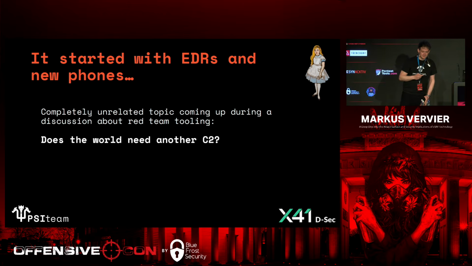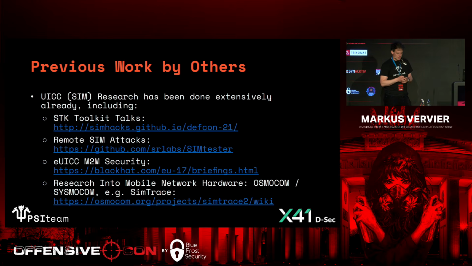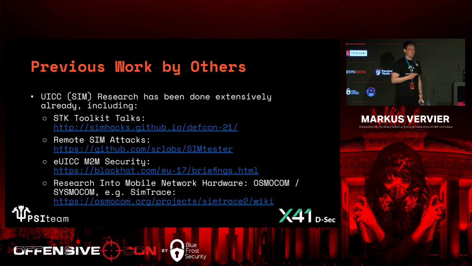So you see Alice here, that's sort of me. I dived into the world of eSIM. So what is actually eSIM? It seems to be everywhere in all the devices, in laptops, in phones, embedded devices, but it seems to be still evolving. So it's the same as we have seen before. There is a lot of research in SIM cards, EUICCs. There were really good talks about SIM toolkit, remote SIM attacks, M2M security, also even eSIM, and of course hardware, people doing hardware. All of these were very helpful. So it's not that I invented the wheel here.